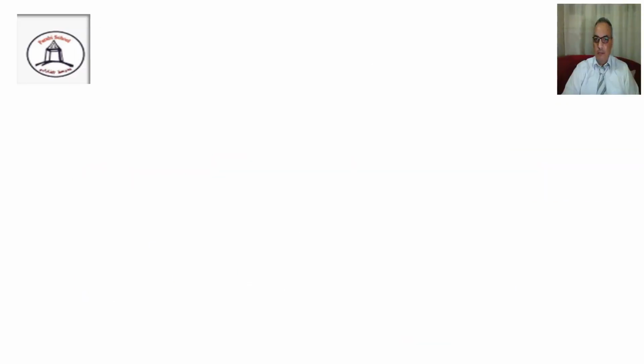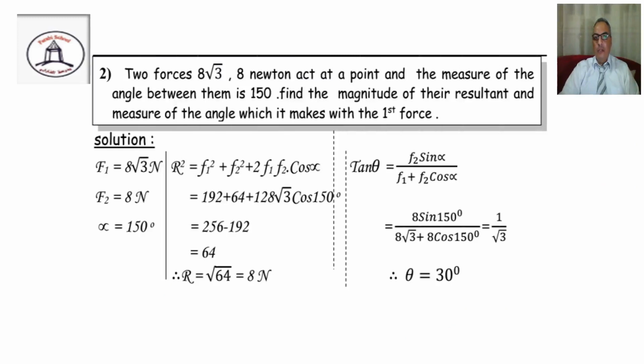Another exercise. Two forces, 8 root 3 and 8 Newton, act at a point. So we must say they act at the same point, the common point. And the measure of the angle between them is 120. Find the magnitude of the resultant and the measure of the angle which it makes with the first.